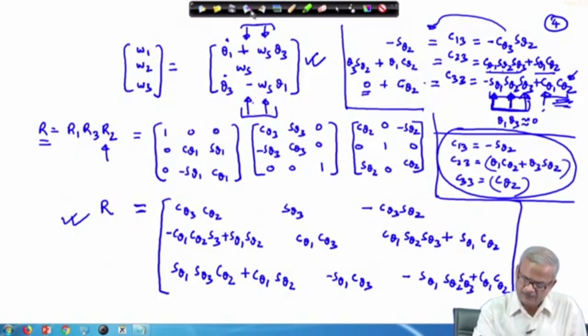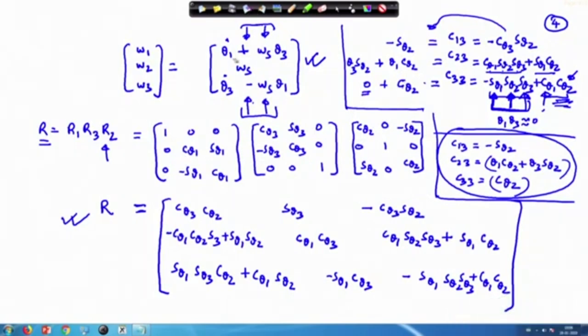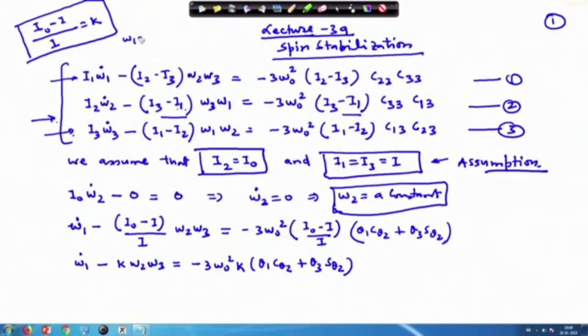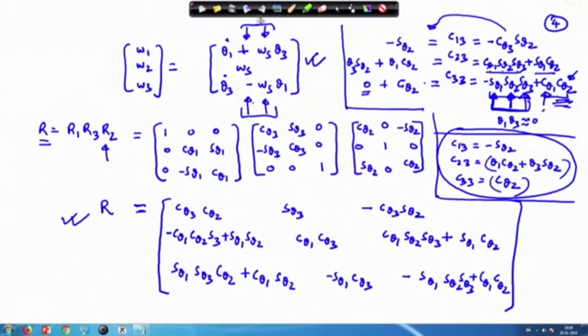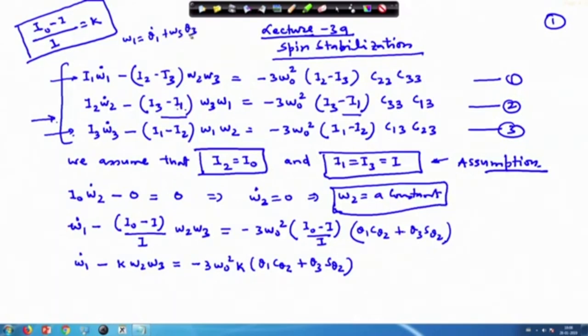Inserting the value of omega 1 here. Omega 1 is theta 1 dot plus omega s theta 3. So omega 1 dot will become theta 1 double dot, and this quantity omega s is a constant, so it will not change. We get here omega s times theta 3 dot. Dimensionally all the terms are the same. So omega 1 dot becomes theta 1 double dot plus omega s times theta 3 dot.